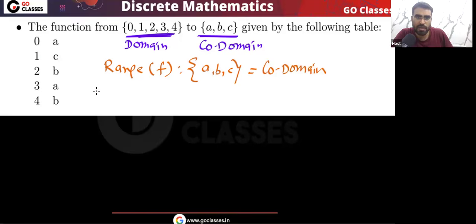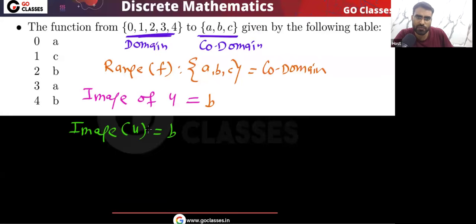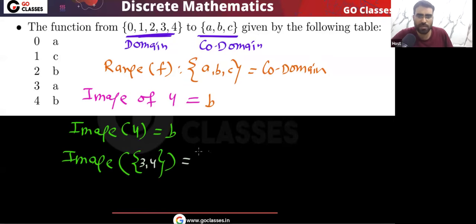Okay. Now tell me, if I ask you what the image of 4 is, what will you say? Image of 4 will be B. Okay, that is fine, that is very good. But if I ask you what is the image of a subset of the domain, for example, if I ask you what is the image of {3, 4}, what do you think will be the answer? I am asking the image of a subset of the domain. This is a subset of the domain, right?